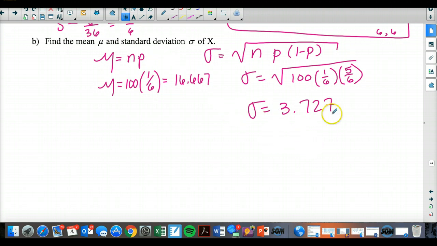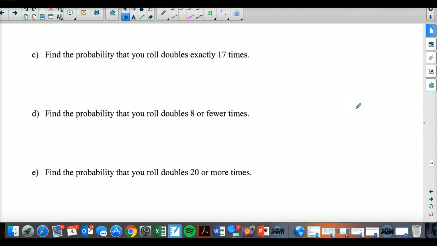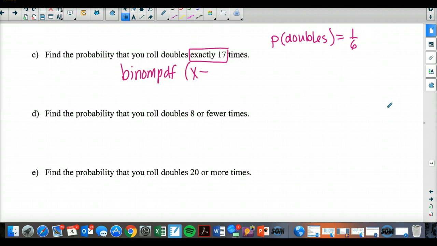Now, we're going to need that, I think. Find the probability that you roll doubles exactly 17 times. So my probability of doubles is 1/6. So how is our number of trials set? How many are there? 100. Is this a binomial PDF or binomial CDF? PDF, because it's exactly 17. So this is binom PDF x equals 17.